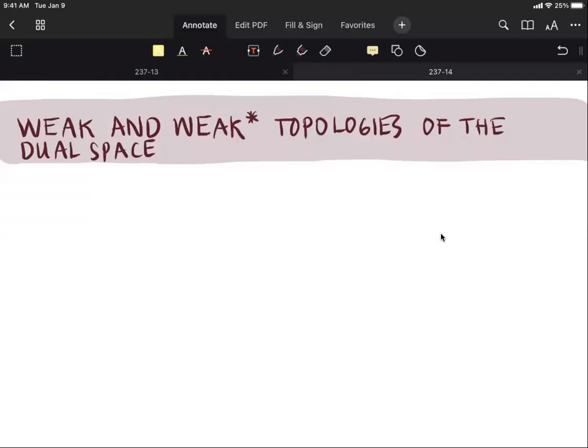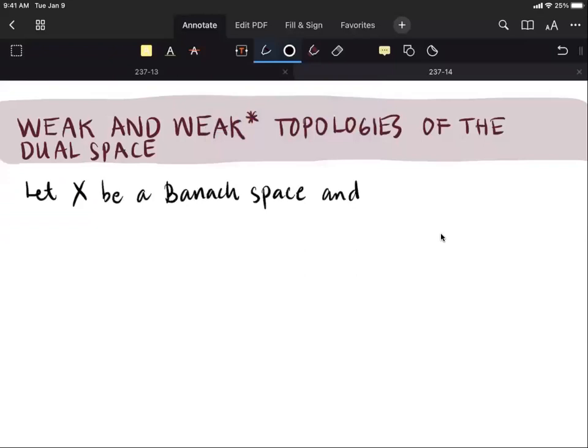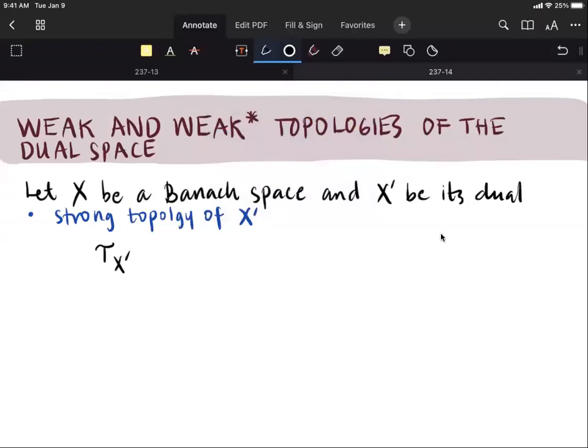So for this lecture, we will discuss several topologies on the dual space. So let us consider a Banach space X and X prime be its dual. So we have the strong topology of the dual space, and this will be denoted by τ_X' S.